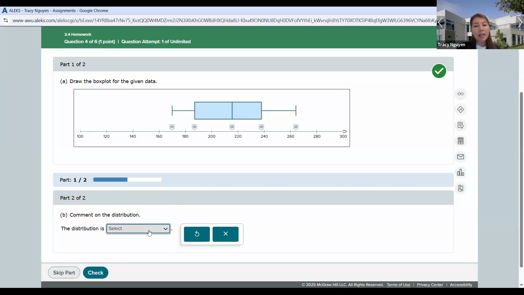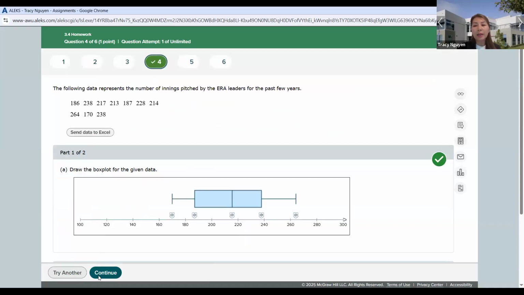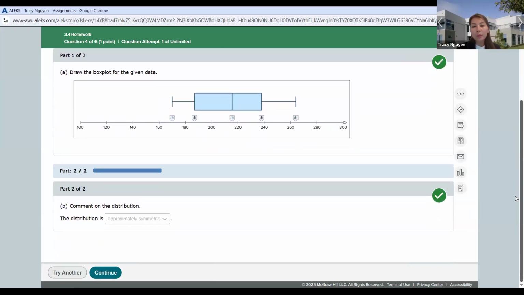So I would say this distribution is approximately symmetric. We do see very much symmetry on both sides, right? It's not exactly the same on both sides. That's why you see the word approximately. All right, and I think that would do it. So we double check part 2 of the question. I claim that it is symmetric and that will do it.